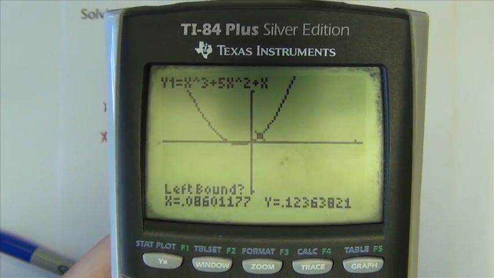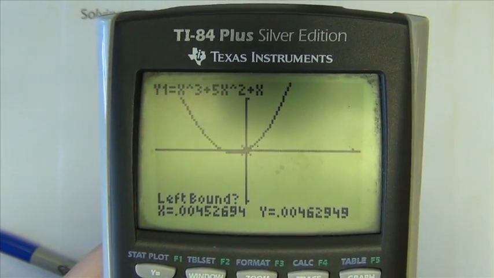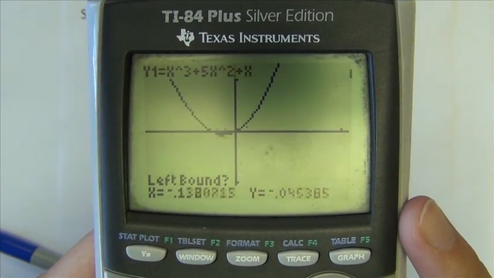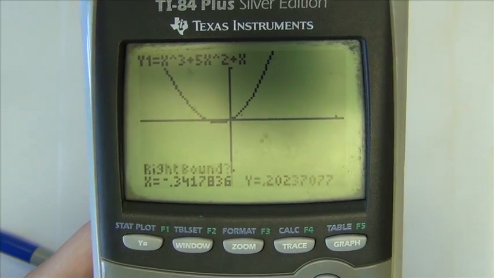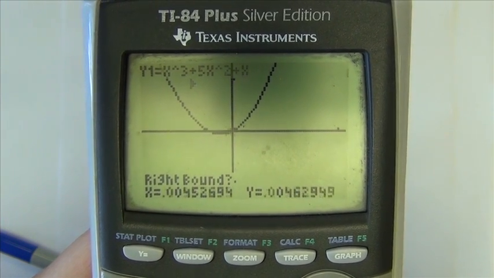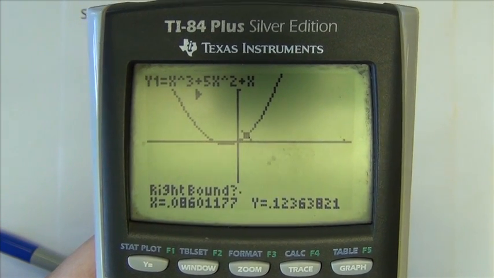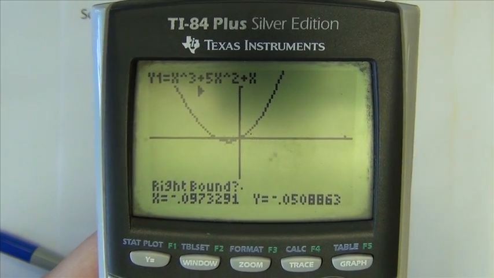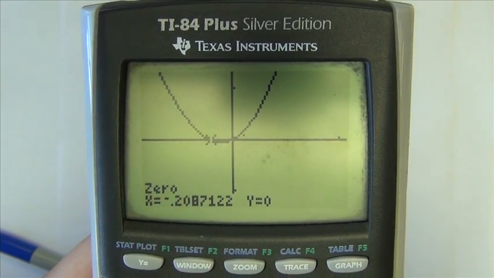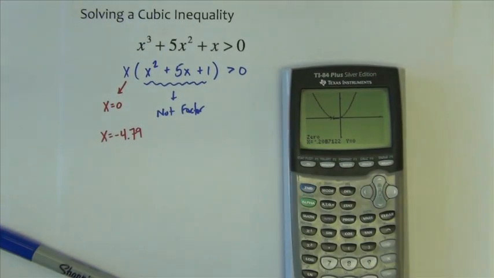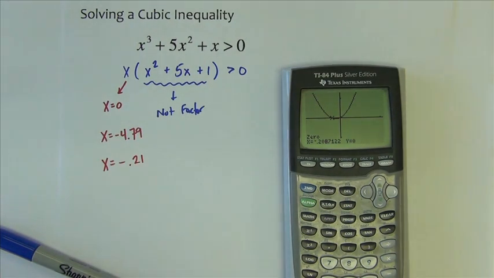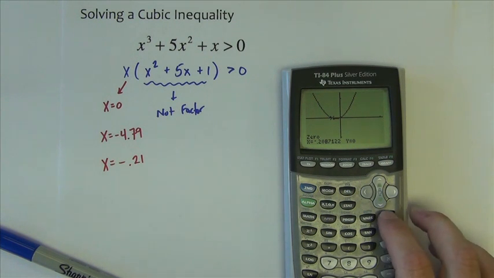Calculate the 0. That's the one right there at the 0 that we found with the common factor. So I'm not interested in that one. I want this one over here. So I'm going to go to the left side of that one, and to the right side of that one. Do not go too far right, because the calculator cannot find two zeros at the same time. So just left and right of that single 0, it's negative 0.21. So let's write that down. Okay, so I've got my 3 zeros.